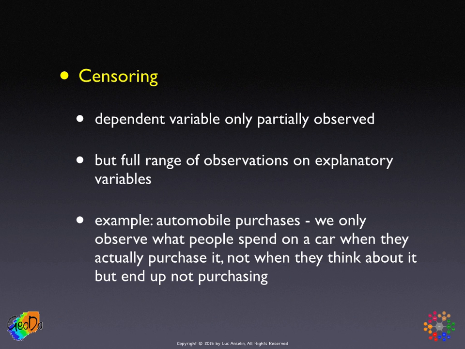A classic example is the purchases of durable goods, like an automobile purchase. We can survey a number of people and ask them, did you buy a car? If they say no, we don't have anything on the latent, unobserved variable of propensity to buy a car, but when they do buy a car, we know how much they spend on the car.